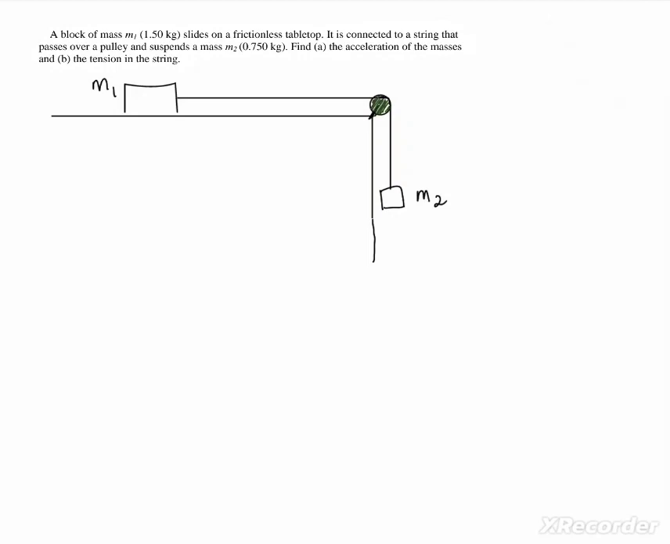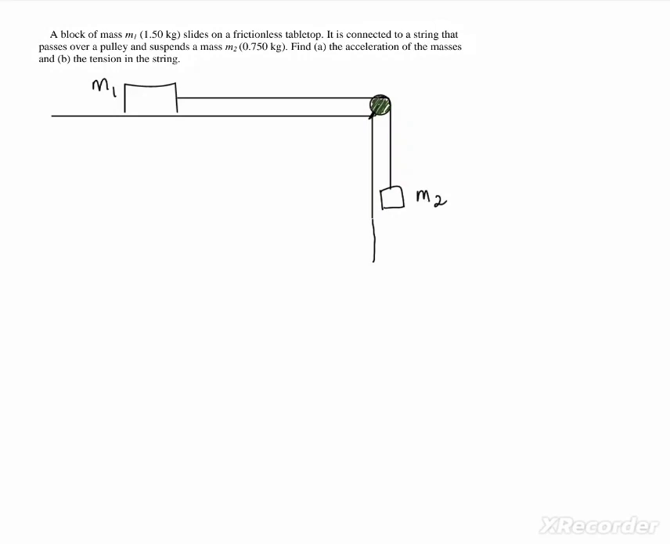They are giving us the masses of the two blocks, and we need to find the acceleration of the masses and the tension in the string. Because there's one string, we only have one tension, and because these two blocks are connected by one string, we only have one acceleration or one magnitude of acceleration.